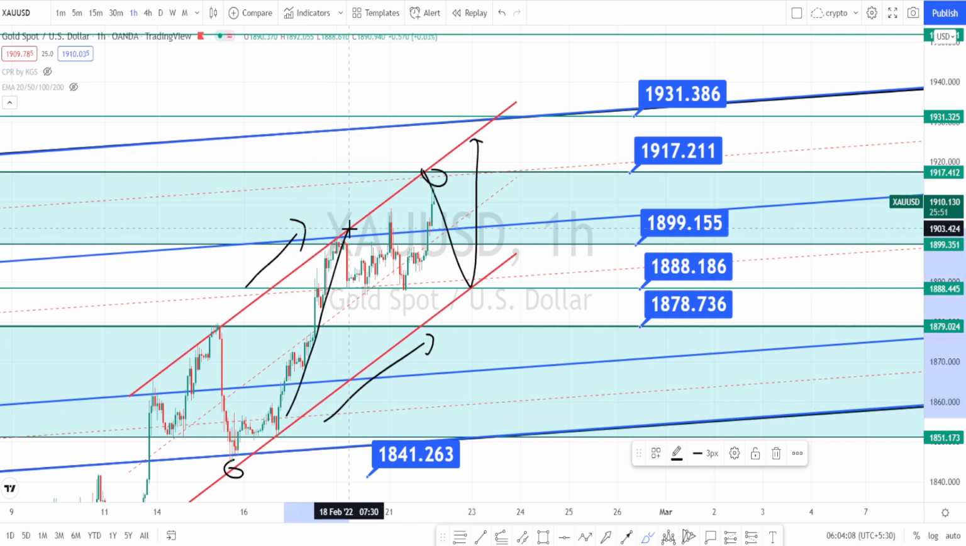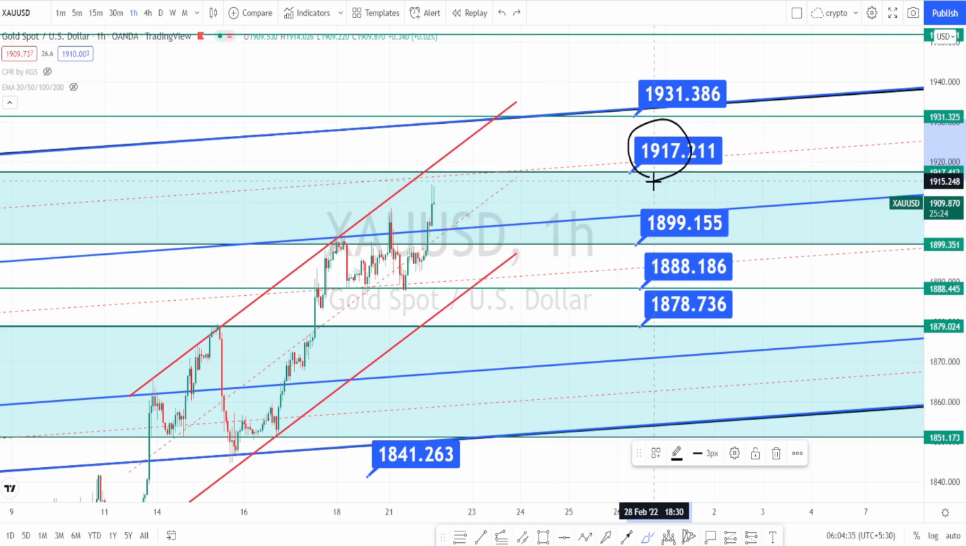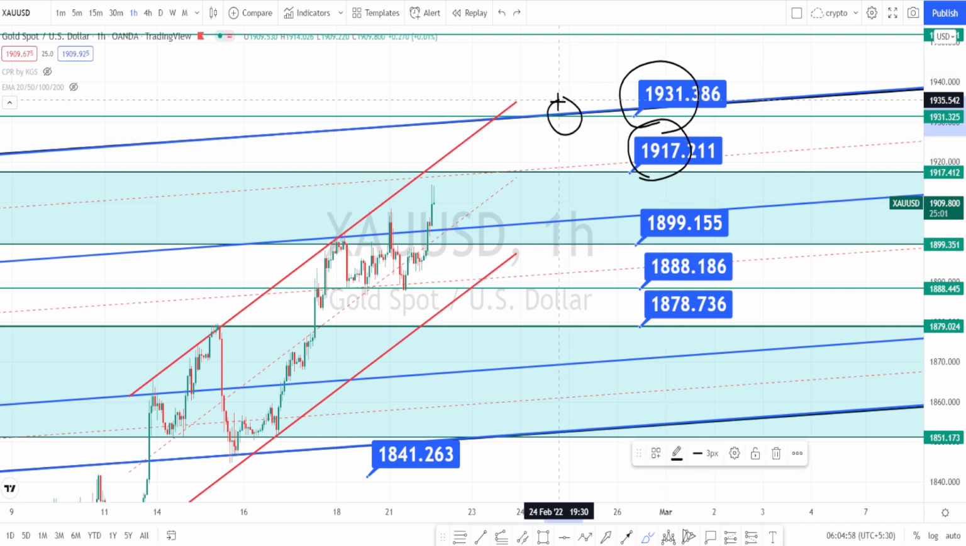As long as the price action is trading within this channel pattern, we can expect the bullish trend to continue for now. If this resistance level is broken, we can expect the next resistance level to be around 1931, and it is also intersecting with the daily time frame resistance line. Let us wait and see if the price action breaks this resistance level.